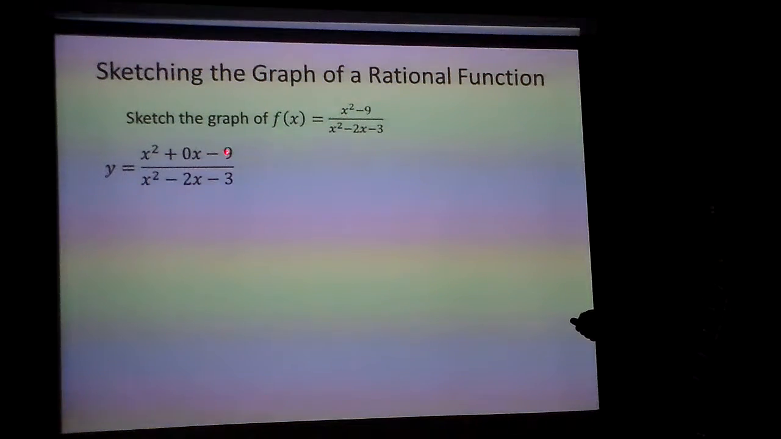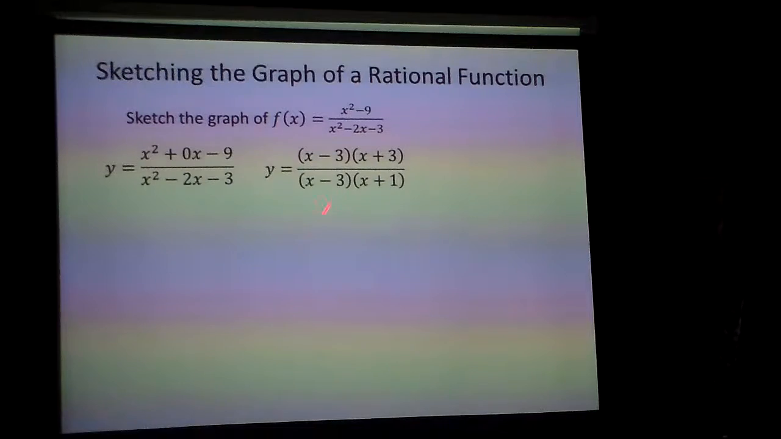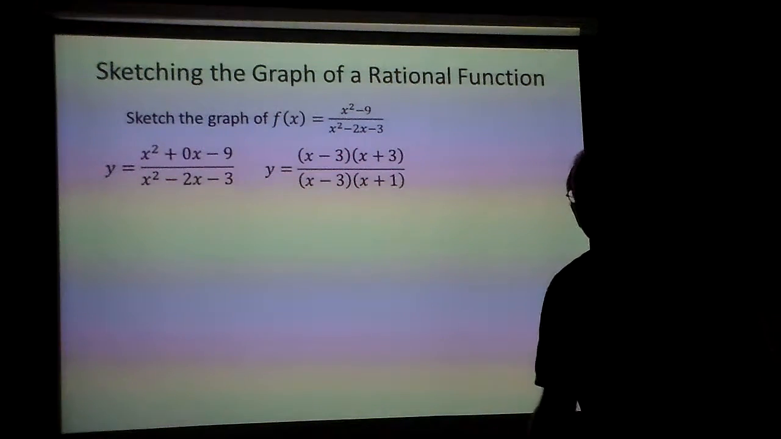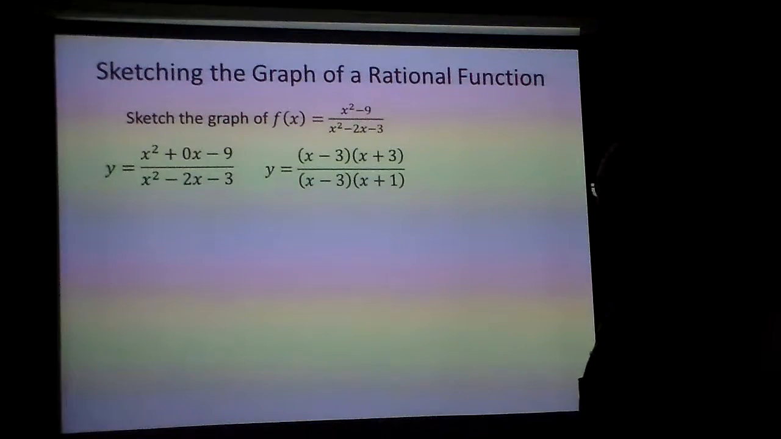Well, this one: factors of 9 are 9 and 1, and 3 and 3, but 3 minus 3 makes 0. Factors of 3 are 3 and 1, and 3 minus 1 makes 2. Oh, we got a problem on this one. These are the same. That means they're not going to be an asymptote. It's going to be something different.